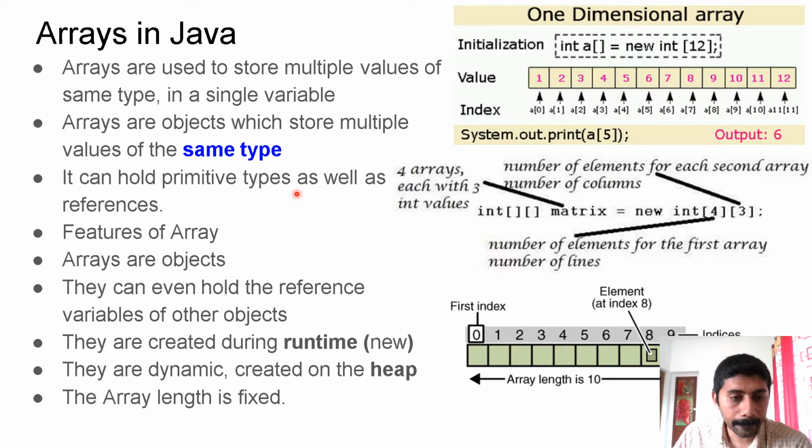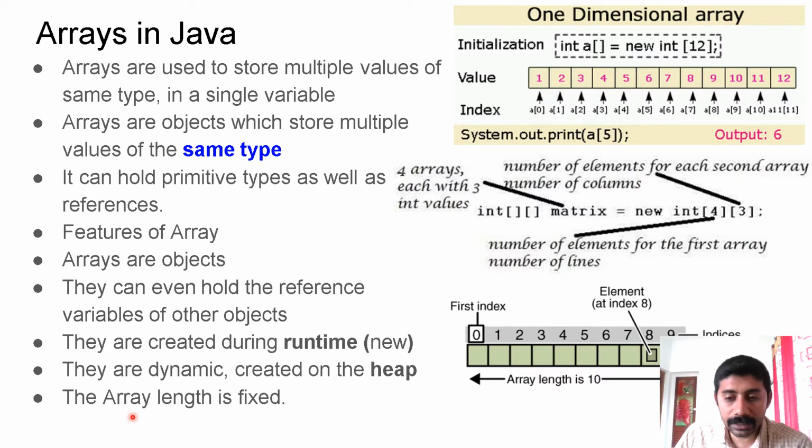Features of array. Arrays are objects, so it is not just like a variable. An array in Java is nothing but an object. They can even hold references. As I said in the beginning, an array can be of primitive type or can contain objects. They are created during runtime. So arrays are created using the new operator. They are dynamic, created on the heap.